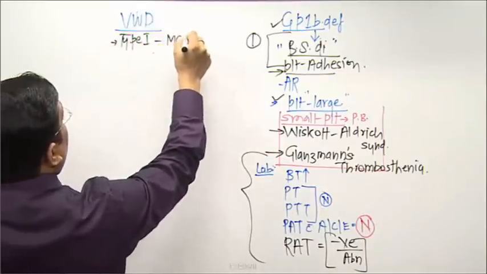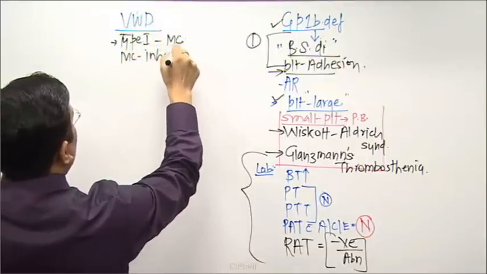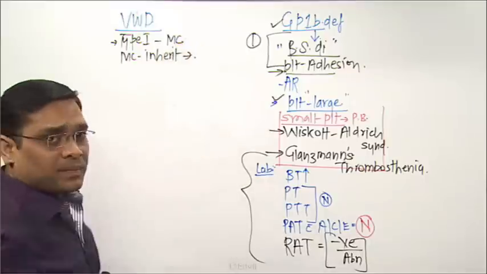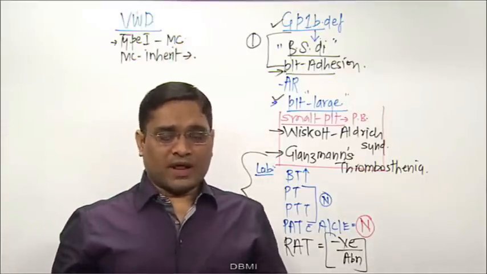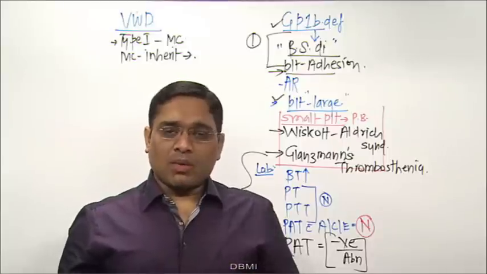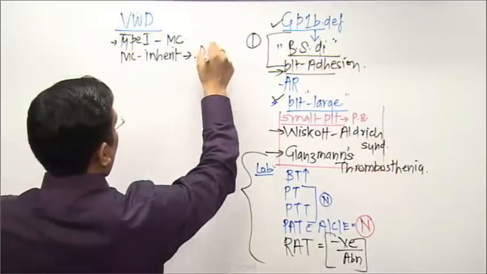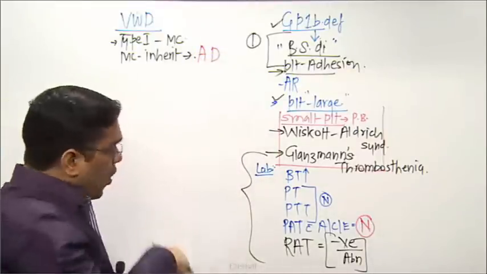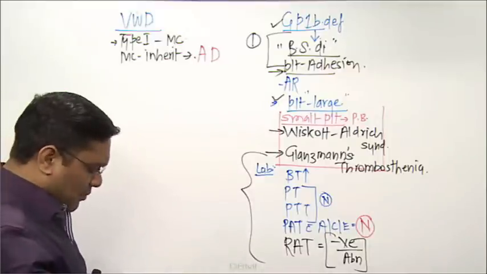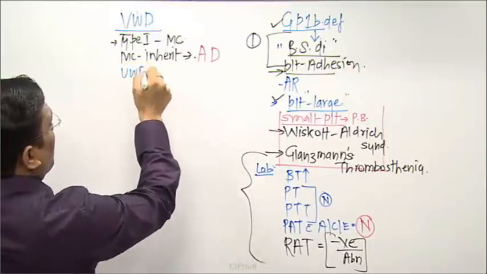Another question they ask: what is the most common pattern of inheritance? We can see all types of inheritance, but which is most common? Autosomal dominant. So the most common inheritance pattern is autosomal dominant. In von Willebrand disease, one concept we should understand: what is the important function of von Willebrand factor?